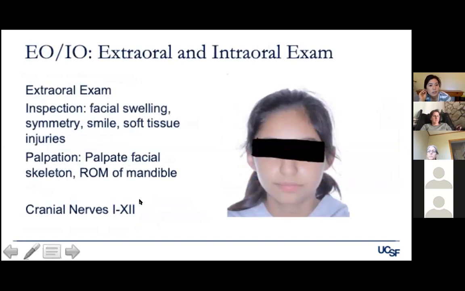And then intraoral, extraoral exam. We want to inspect for any abnormalities in symmetry. So in their smile line, if they have any facial swelling, any soft tissue injuries. We want to palpate the facial skeleton and look at the range of motion of the mandible, and then assess the cranial nerves. This patient, it looks like this side is swollen a little bit. Do you guys agree? It looks a little larger, just slightly, right?